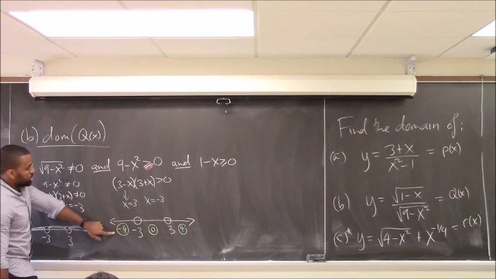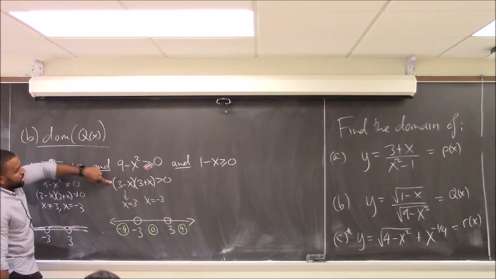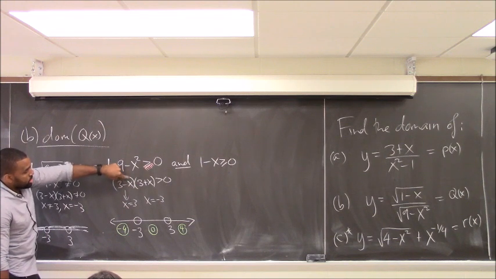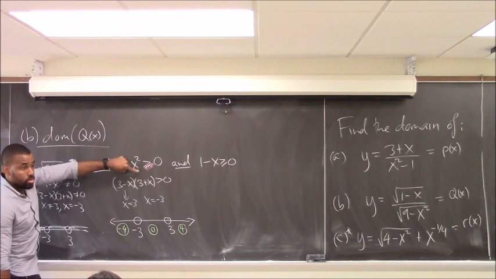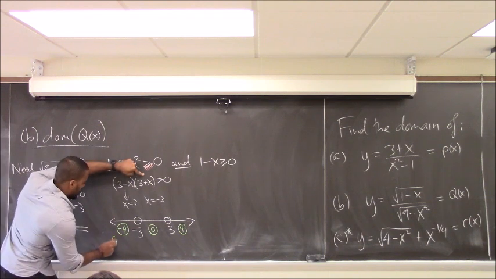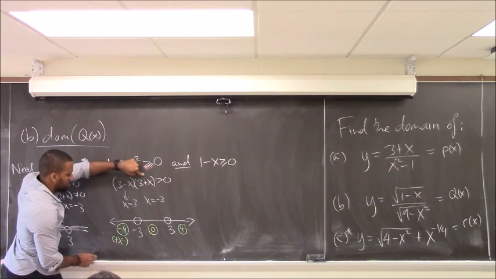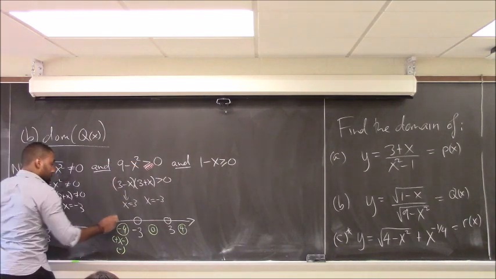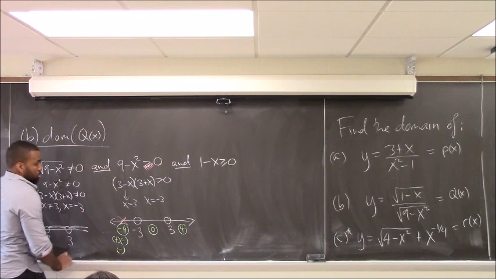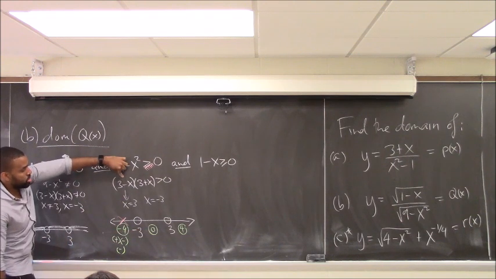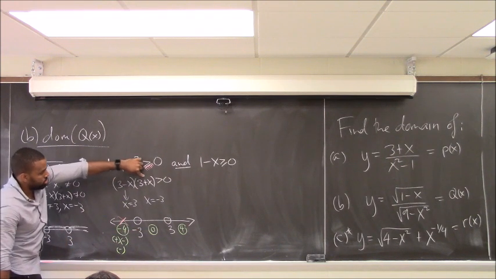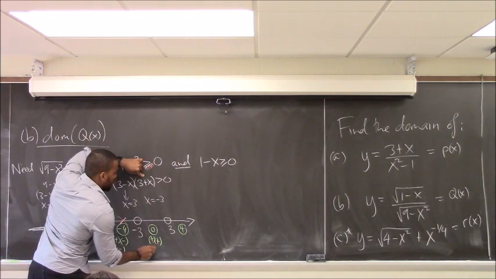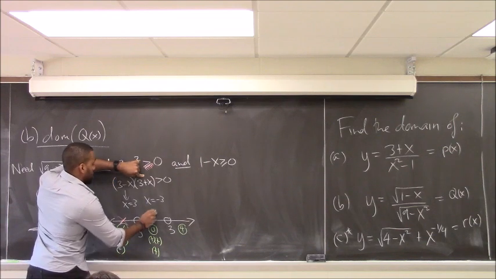So notice here, if I plug minus 4 into the factor form, I would have 3 minus a minus 4, this would be positive. 3 plus minus 4, that would be negative. Positive times negative is negative. So what that means is, that's bad, right? It does not work here. If I plug in 0 for x here, I get 3, which is positive. Plug in 0 for x here, I get 3, which is positive. So here I have a positive times a positive, which is positive. So here it does work.